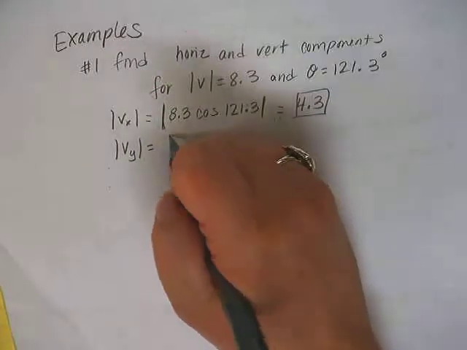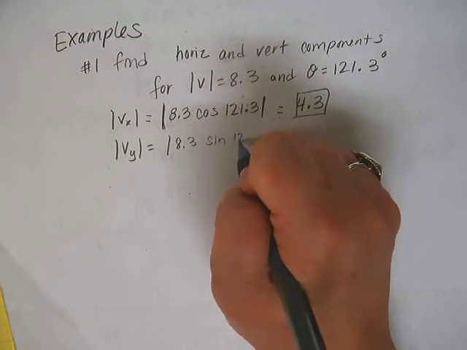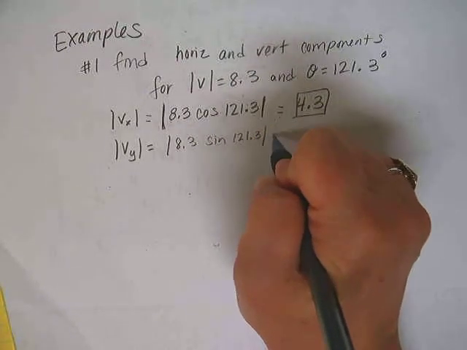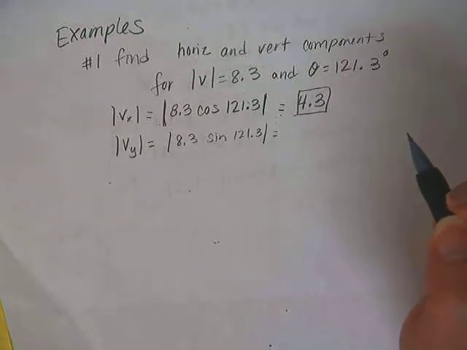Same thing for the vertical component. Now this one will automatically be positive because sine of 121 is positive.